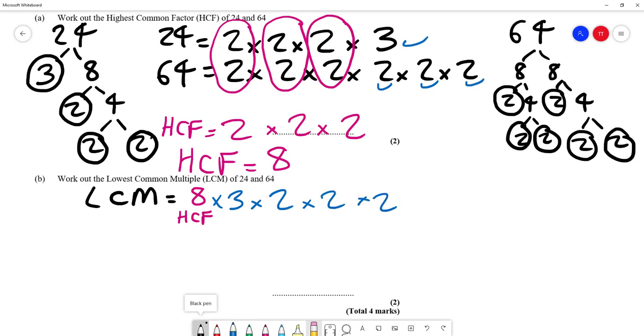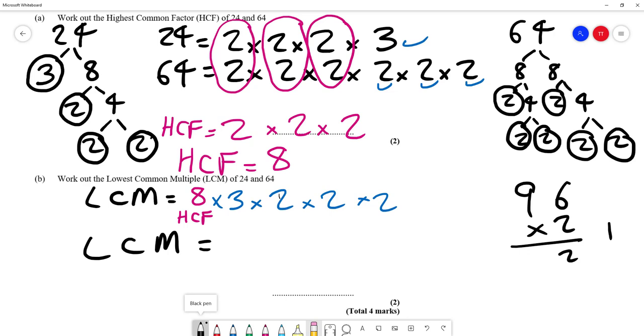And then we just work it out. So then the LCM will be the following. So we can say 8 times 3 is 24, times 2 is 48, times 2 is 96. And then we could do 96 times 2. That gives me 192. So we get 192 as the LCM.